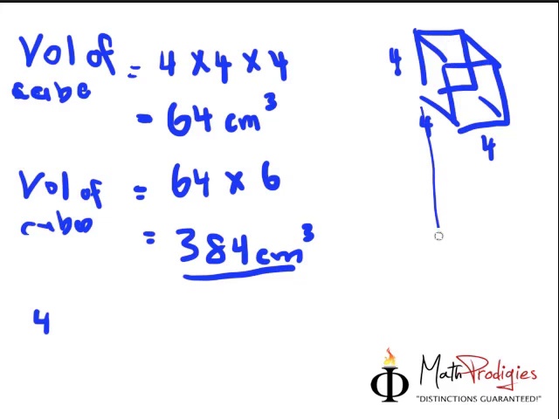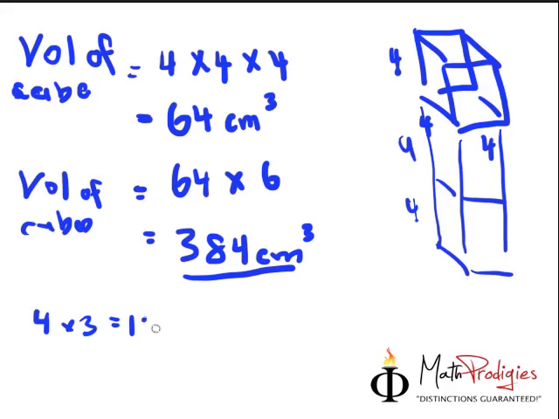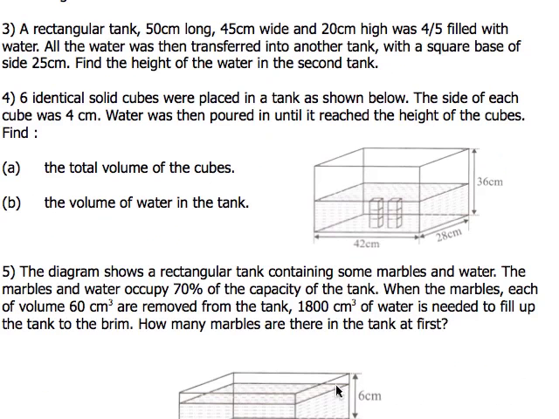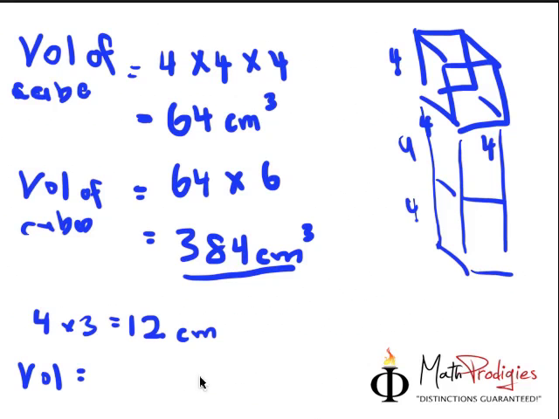Can you imagine? So I'm going to draw. The 3 cubes will be like that, and each one is 4, 4, and 4. So 4 times 3 will give you 12. So the height will be 12. Can you find the volume of the water now? Very simple. Volume of water is equal to length times breadth times height. The length is 42, the breadth is 28, and the height is 12.